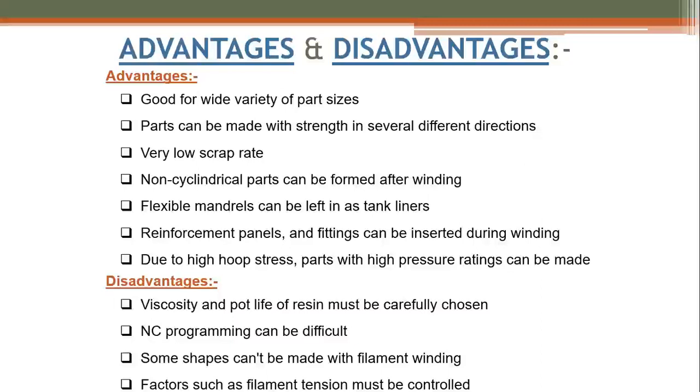Flexible mandrels can be left in as tank liners, and reinforcement panels and fittings can be inserted during winding. And due to the high hoop stress, parts with high pressure ratings can be made.